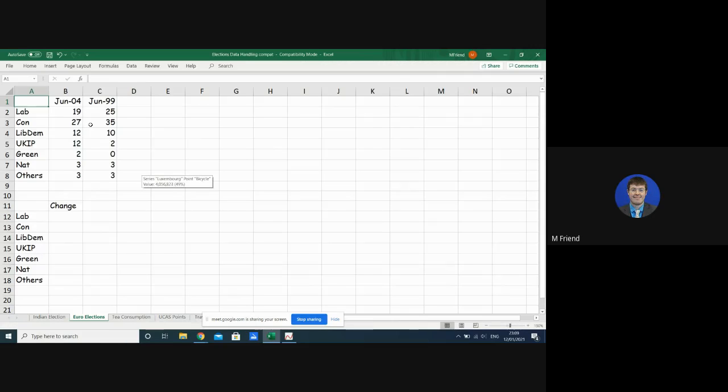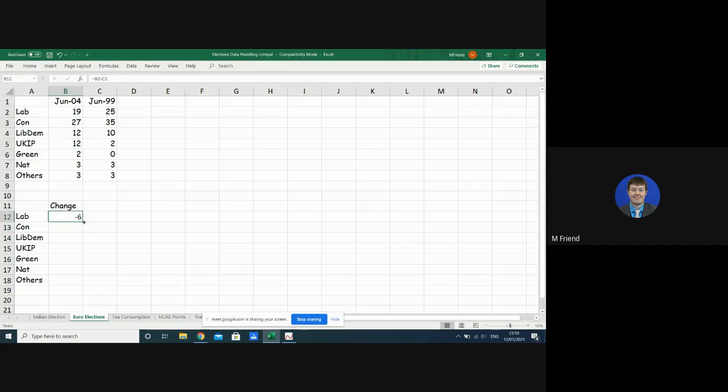So, for example, in June 1999, the Conservatives won 35, but then 5 years later, they only won 27. So the Conservatives went down a bit, Labour went up a bit in that particular time. Now, before I draw my bar chart, I'm going to work out what the change is, and I'll ask Excel to do this. We'll do the 2004 votes, take away. Oh, I said that the wrong way around, didn't I? I mean, you can see why now.